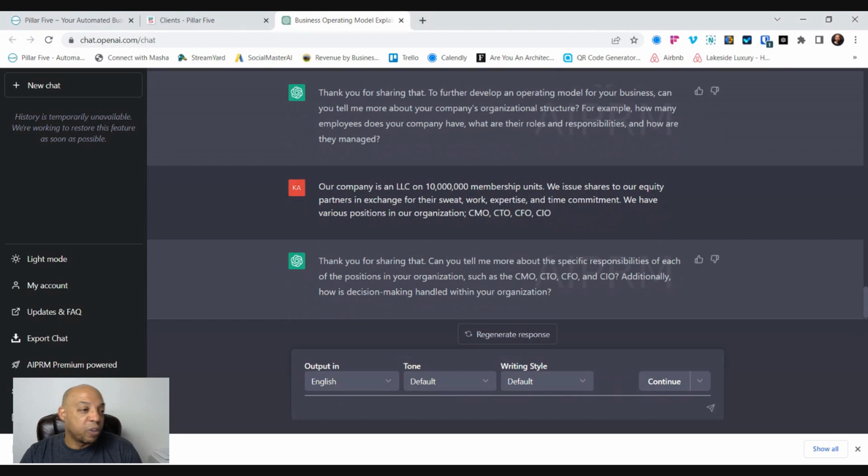Can you tell me more about the specific responsibilities of each position in your organization, such as CMO? Additionally, how is decision-making handled within your organization? So, responsibilities of each position. Okay, CMO, chief marketing officer, traditional. I'm just going to use this so we can get through this. Traditional role responsibilities. Basically, you may write this a little differently, and that's perfectly fine. I'm basically saying it's a chief marketing officer role. What do chief marketing officers do? That's what my chief marketing officer does, right? I don't need to go reinvent the wheel.